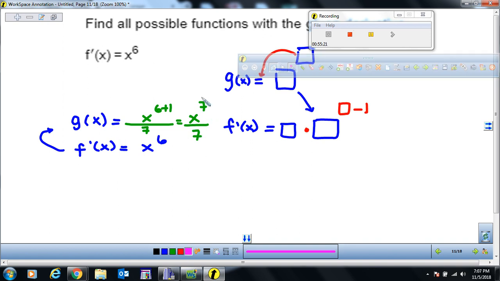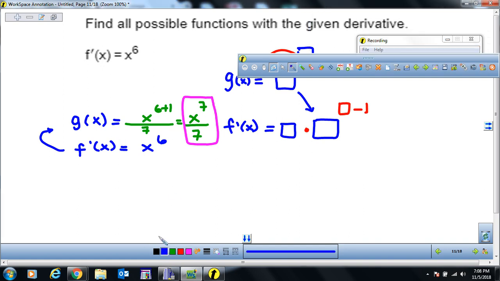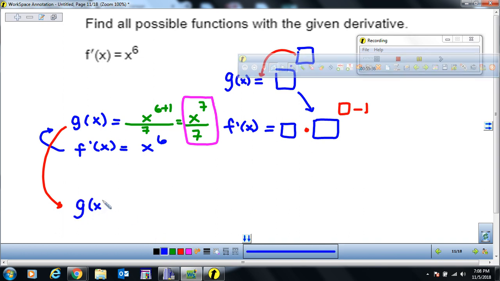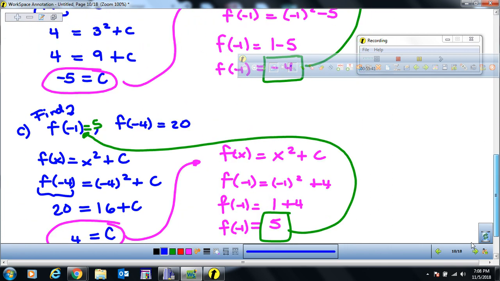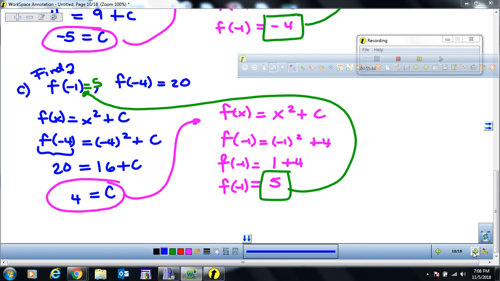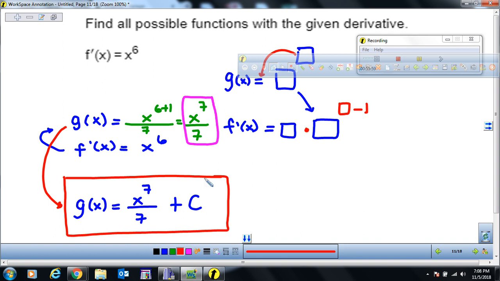And so this technically was the antiderivative, but if you see how the question asks, it says find all possible functions with the given derivative. So all possible functions. That means there could be more than one possibility. What could that be? Something like what you were doing in the previous question, where the c, the constant of variation, could be something different every time. So g of x is equal to x to the 7th over 7 plus your constant, which we don't need to find right now. They're not asking us to be very specific, just all possible functions. This could give me my possibilities.